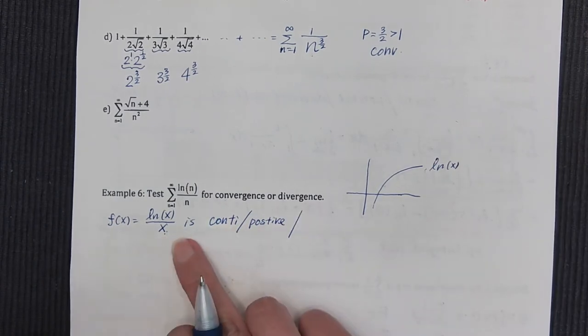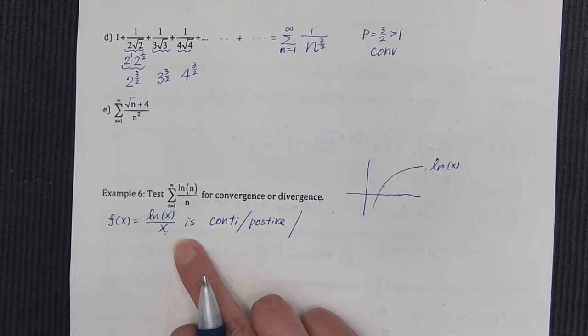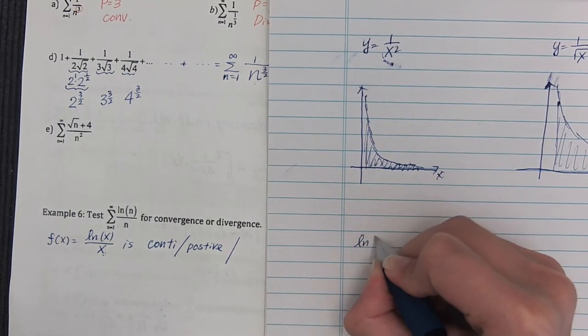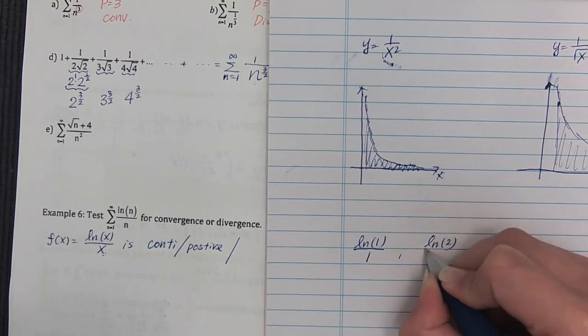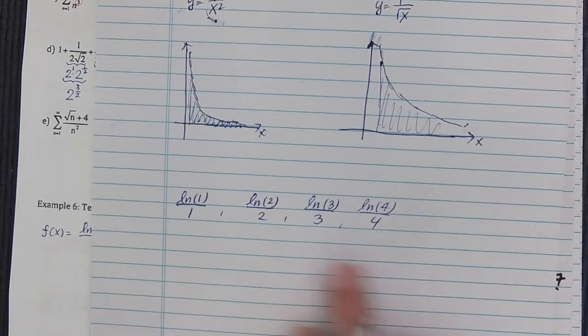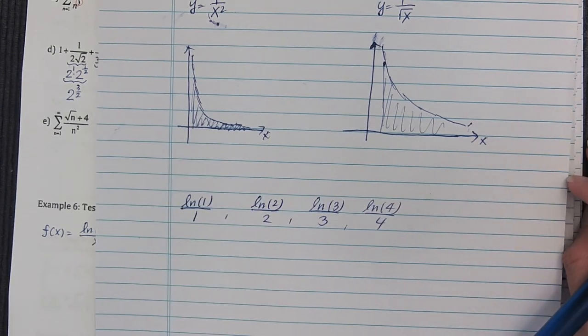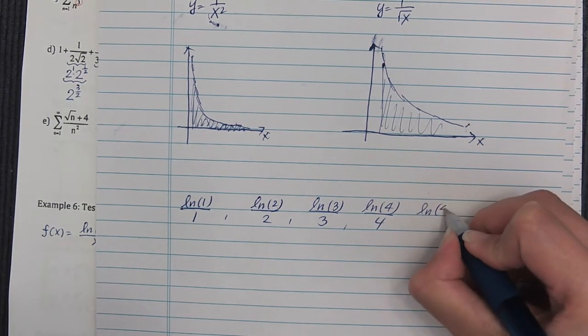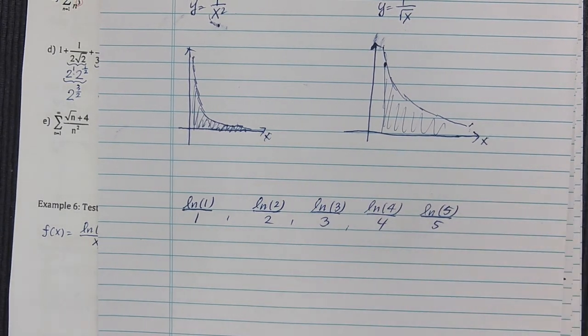What's the last condition? Decreasing. Can I say decreasing? How can I know this is decreasing? You have to think about it. If I say natural log 1 over 1, natural log 2 over 2, natural log 3 over 3, natural log 4 over 4, is this decreasing or not? Or you can use a graphing calculator to see the graph and check whether it decreases. If it is decreasing, then you can say this is decreasing. Natural log 5 over 5. Is that number going to decrease or not? What do you think?